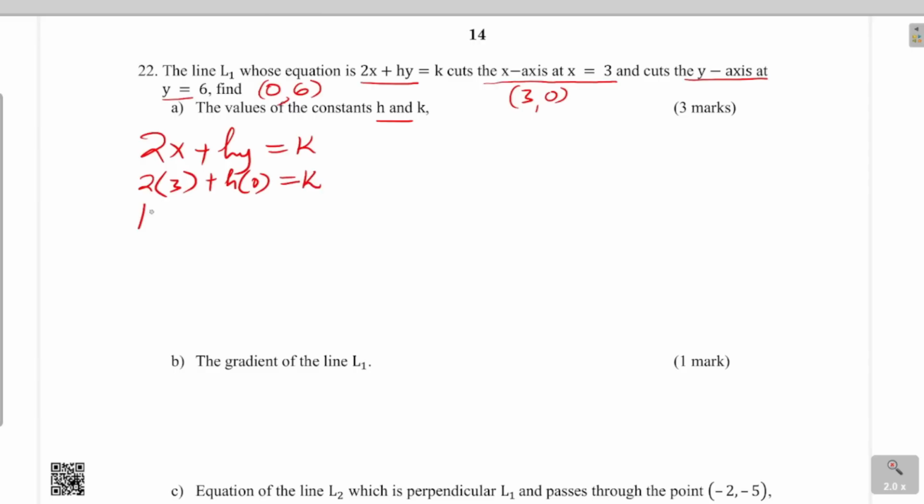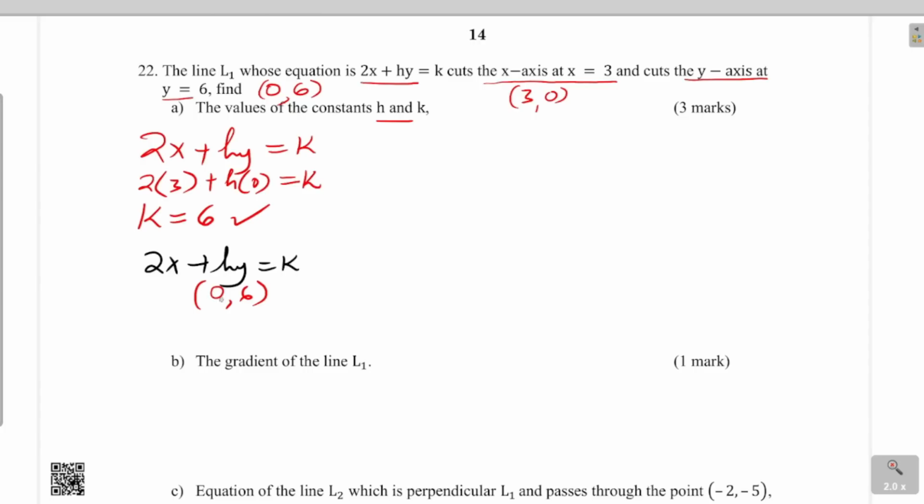And for this one, you notice you get k to be 6. Then for the next one, because we need to get h, we are going to use where it cuts the y-axis. Again, you take the equation that is 2x plus hy is equals to k. It cuts the y-axis at this point, (0, 6).